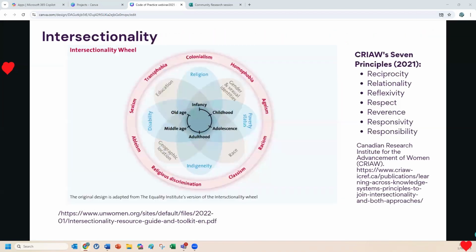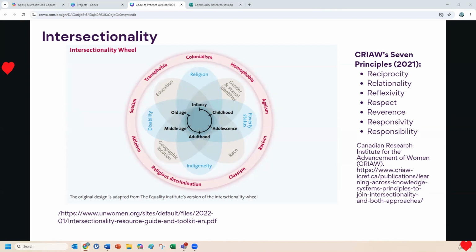Connected to that, I'm sure many of you will have come across intersectionality as a concept. So this is the intersectionality wheel from the United Nations Women's Group and their intersectionality resource guide and toolkit. Just as a get-go, I'm not sure why they start at infancy, why they don't start at conception in terms of intersectionality, because there's all sorts of dimensions at play from conception to childbirth to infancy.